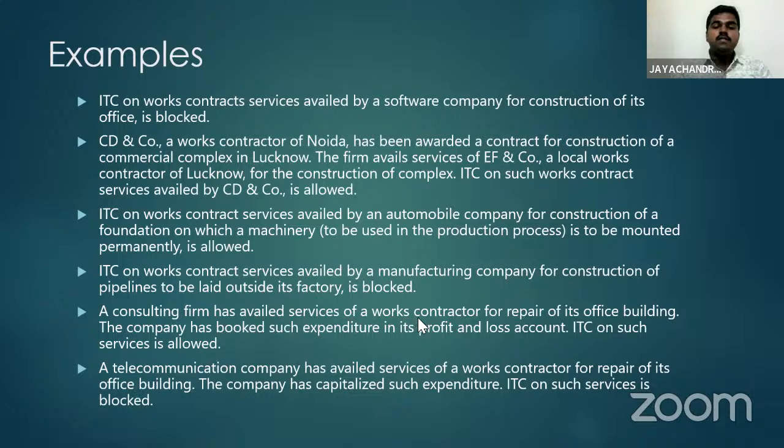A consulting firm has availed services of a works contractor for repair of its office building. The company has booked such expenditure in its profit and loss account. ITC on such services is allowed. A telecommunication company has availed services of a works contractor for repair of its office building. The company has capitalized such expenditure. Capitalize means they have added the expenditure amount to the building account. ITC on such services is blocked.